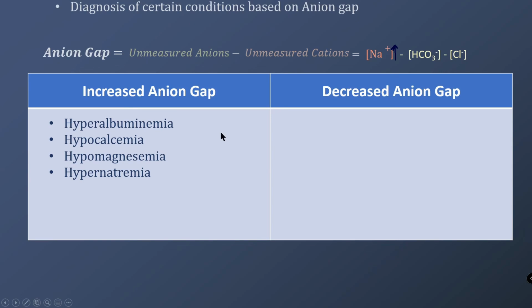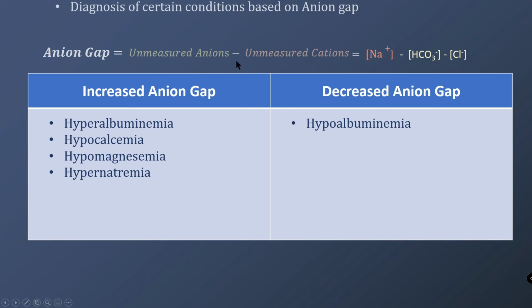Now let's talk about decreased anion gap. Hypoalbuminemia, talking about unmeasured anion. If unmeasured anion decreases, unmeasured cations are the same. Unmeasured anions are decreased, so anion gap will decrease, right? Clear? Hypoalbuminemia will lead to decreased anion gap.